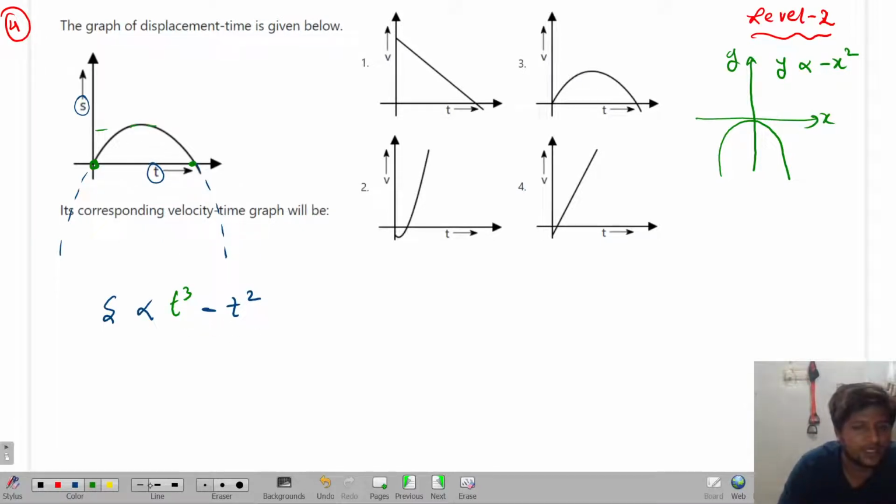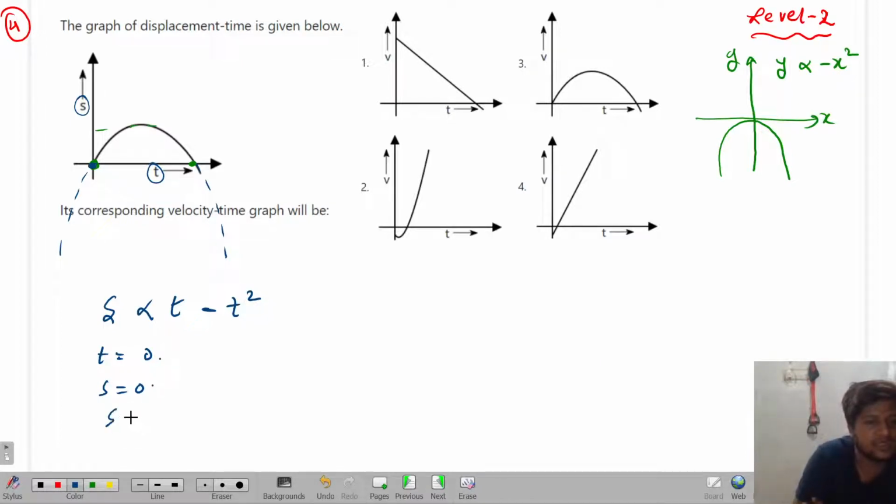So what kind of graph do I need to get? What kind of variable do I need to put? Let us put a little bit less power. If I put s directly proportional to t minus t square, what do you observe over here? Let's suppose I take t equal to 0, I get displacement to be 0. That is correct. T is equal to 0, displacement is 0.